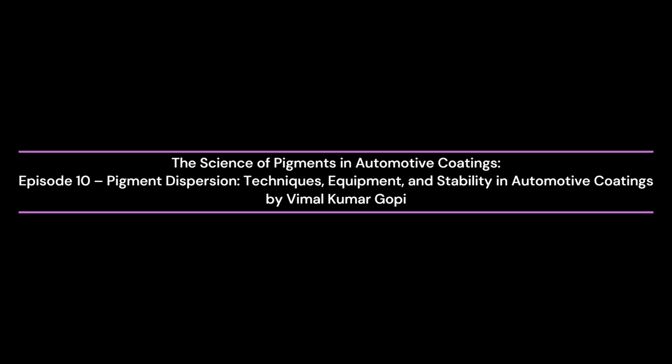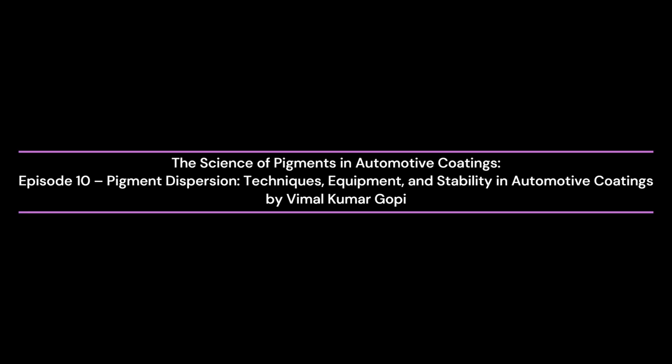Pigments naturally exist as aggregates or agglomerates. Primary particles, especially in titanium dioxide or carbon black, are extremely small and prone to forming larger clusters due to van der Waals forces, hydrogen bonding, and electrostatic interactions. Agglomerates act optically like larger particles, reducing hiding power, color strength, and gloss. Therefore, the goal of dispersion is to break down these agglomerates into primary particles or stable secondary aggregates, and to wet them completely with the binder.